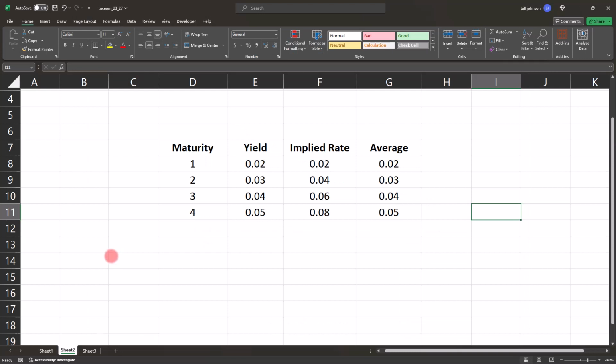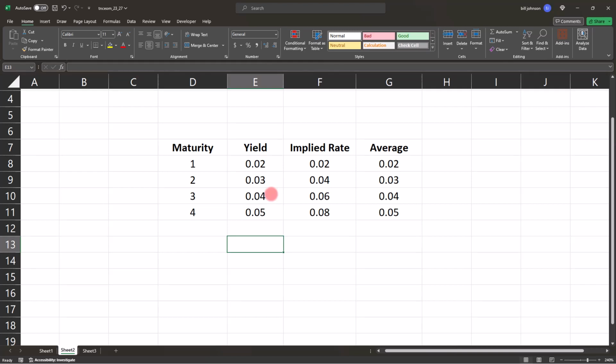Okay, so now we're into an Excel spreadsheet, and I've just made up some data here. These are various maturities ranging from 1 to 4 years. These are the yields. We've got 2, 3, 4, and 5%. And then we've got a couple other columns that we'll explain here in a moment. So the first thing to understand is that whenever you're looking at the yields, this is what you're going to see on the yield curve. These are facts. This is what the 1-year is yielding, the 2-year, the 3. Again, these are actual rates that we can go out and see in the market.